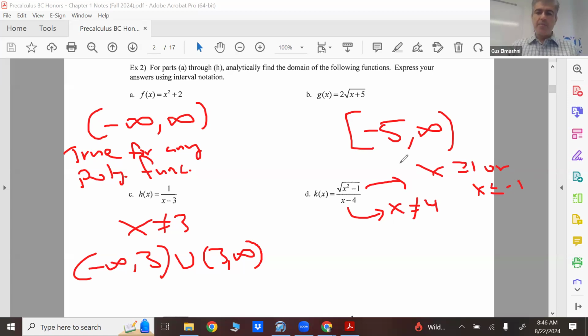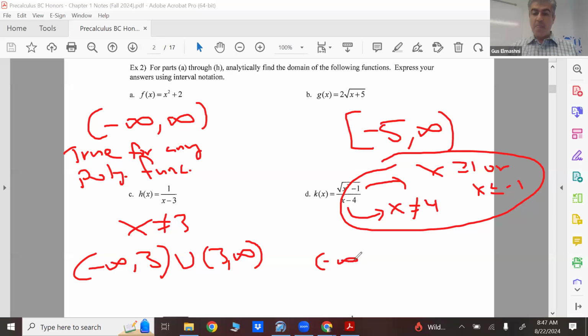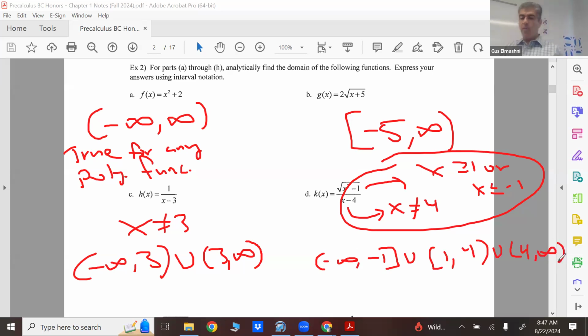So how would I write this in interval notation that encapsulates all that? How would I do that? What do you guys think? So let's start with the far left. Kieran, good. Perfect. And when you go 1 to 4, don't include 4. Correct. Good. Yeah, there you go. So 4 is excluded. Good. Okay.